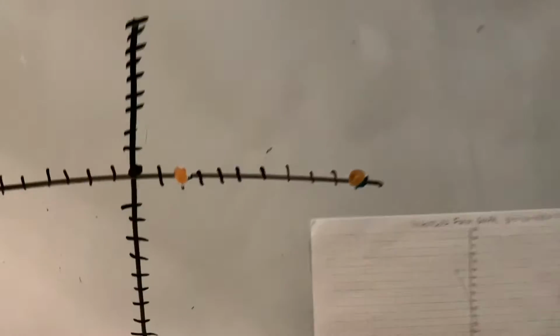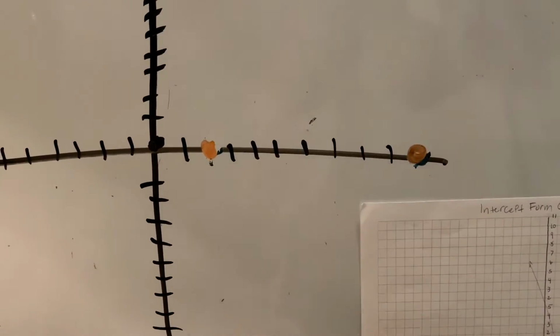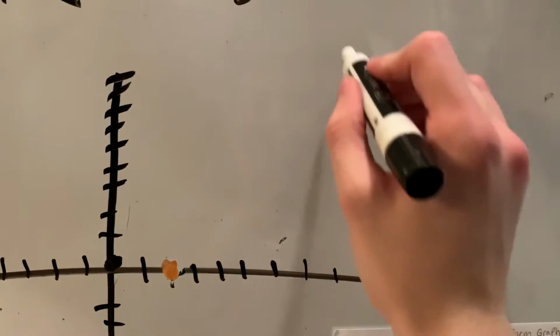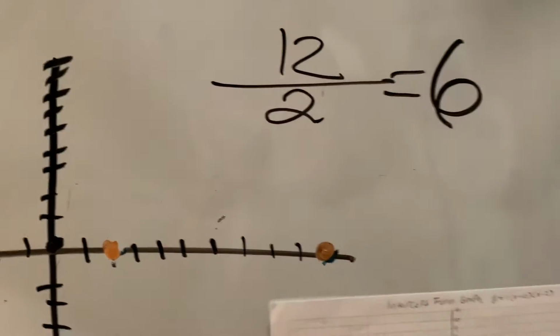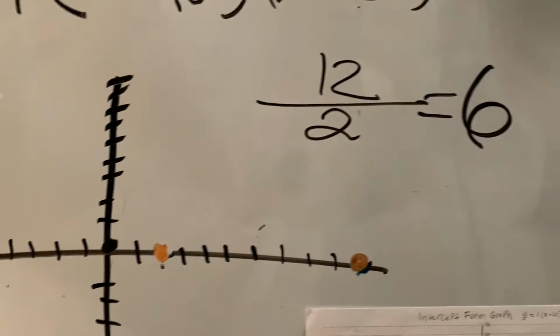So what we're basically going to be doing is taking this point and adding it to this point and dividing by 2 to find the exact middle here. So 10 plus 2 is 12. We're going to divide that by 2, so that's equal to 6. So that is our axis of symmetry.